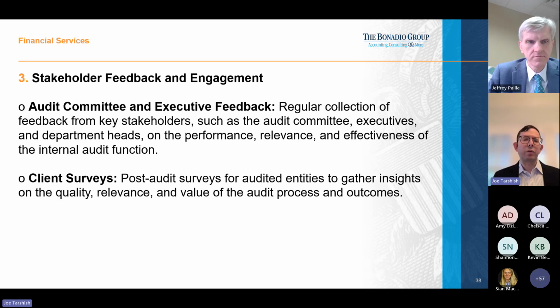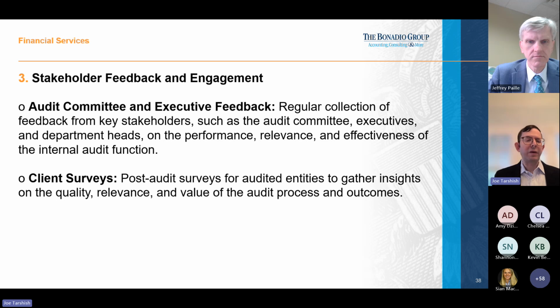Now, really key to all of this is stakeholder feedback and engagement. And we have so many stakeholders as auditors. We have the audit committee providing oversight and management as well. So audit committee and executive feedback: regular collection of feedback from key stakeholders, the audit committee, executives, department heads, on the performance, relevance, and effectiveness of the internal audit function. And client surveys help support this. So generally post-audit surveys for audited entities to gather insights on the quality, relevance, and value of the audit process and outcomes.